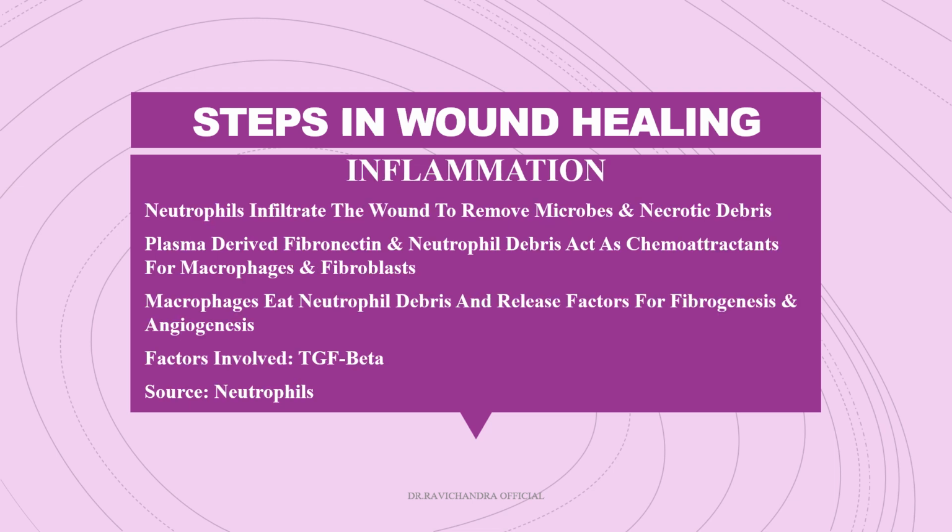In the second step, inflammation, there will be neutrophils infiltrating the wound to remove the microbes and necrotic debris. Plasma-derived fibronectin and neutrophilic debris act as chemoattractants for the macrophages and fibroblasts. Macrophages will eat neutrophilic debris and release factors for fibrogenesis and angiogenesis. The factor involved in the inflammation step is transforming growth factor beta, and the source is neutrophils.